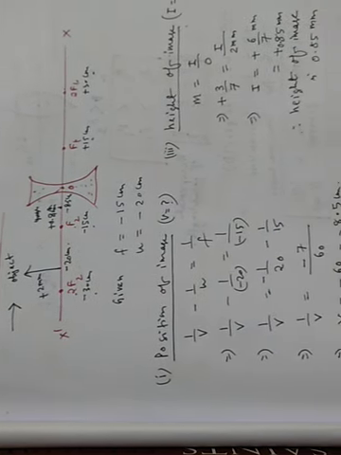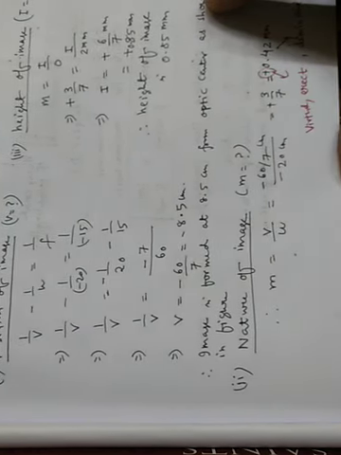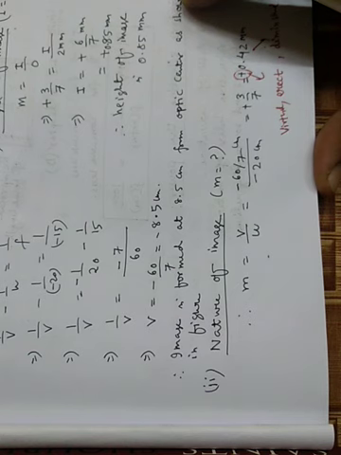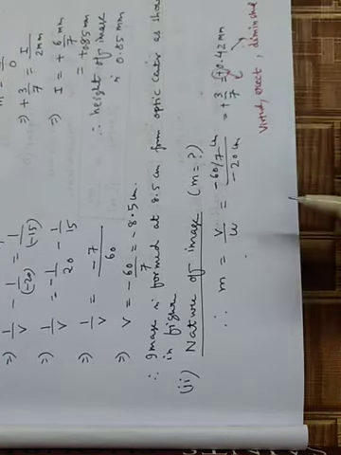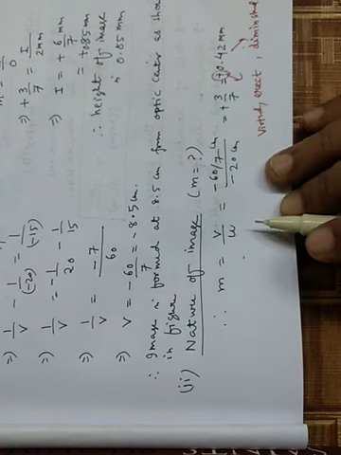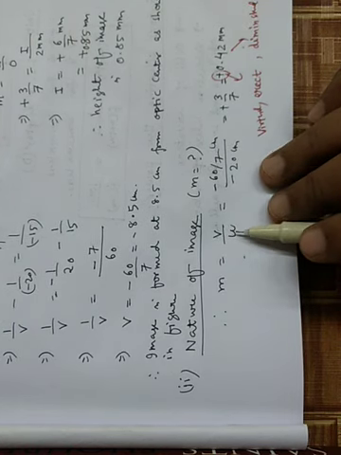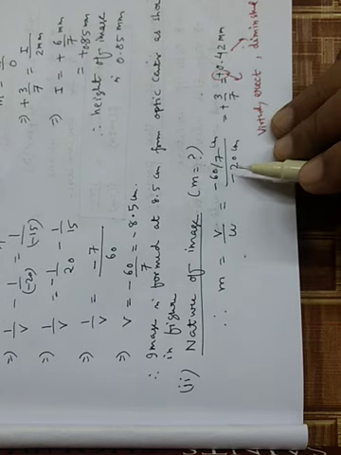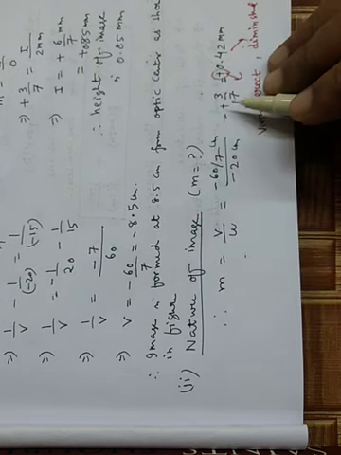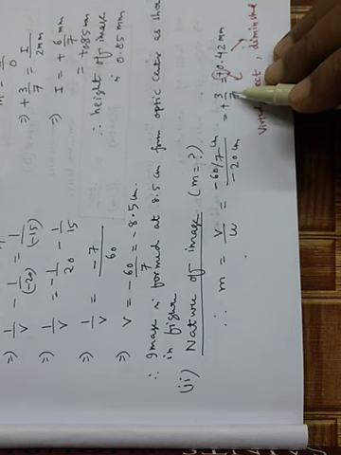Now the second part of the problem is we have to discuss the nature of the image. And then we have to calculate magnification. What is the formula of magnification? V by U. Now we are getting the result of V. Input data U is given with the appropriate sign we have put here. Calculated value is plus 3 by 7.